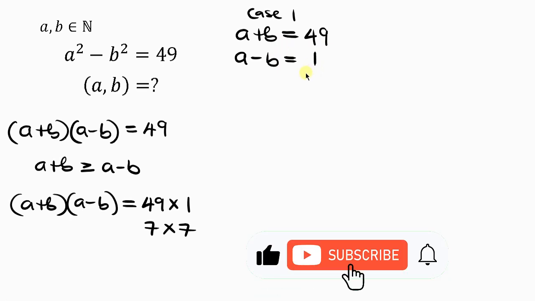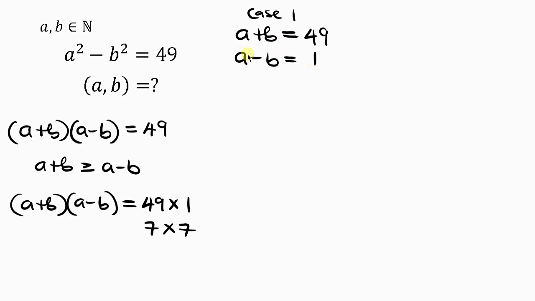Our next step will be for us to add these two equations. So let's add. a plus a is 2a, and b plus minus b is 0, equal to 49 plus 1 is 50. And to get the value for a, we divide both sides by the coefficient of a, which is 2. So divide the left hand side by 2 and divide the right hand side by 2. So 2 cancels 2, making a equal to 50 divided by 2, which is 25.